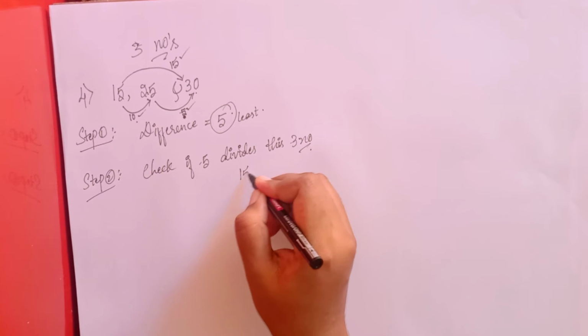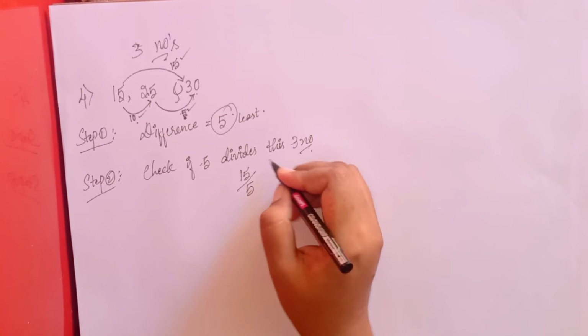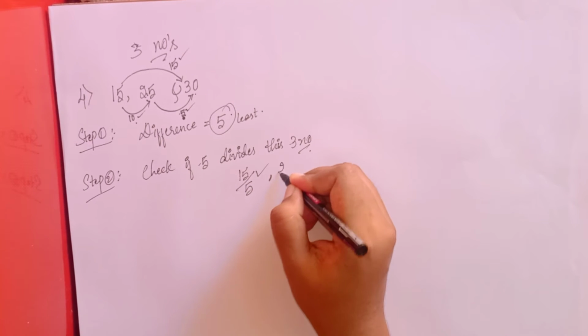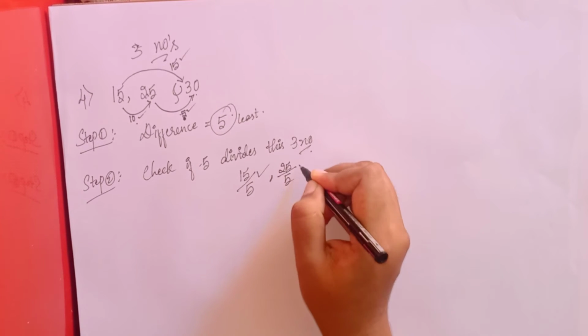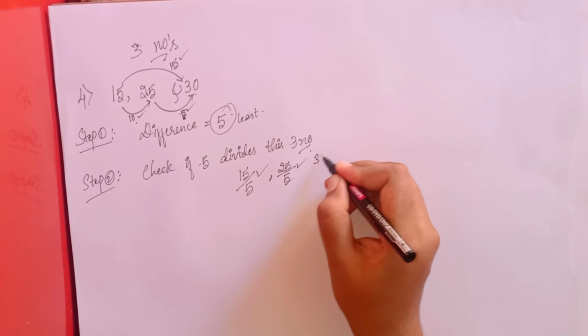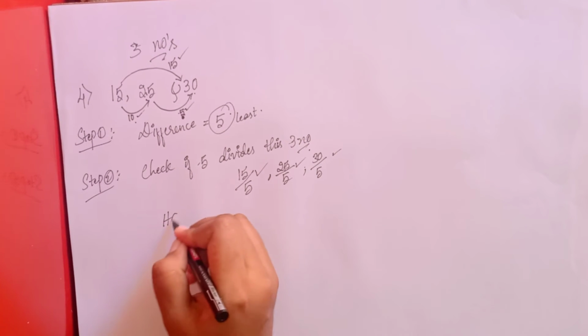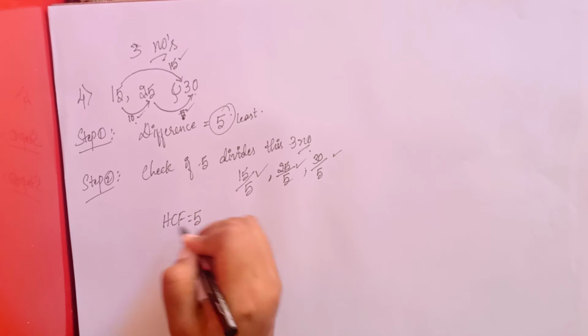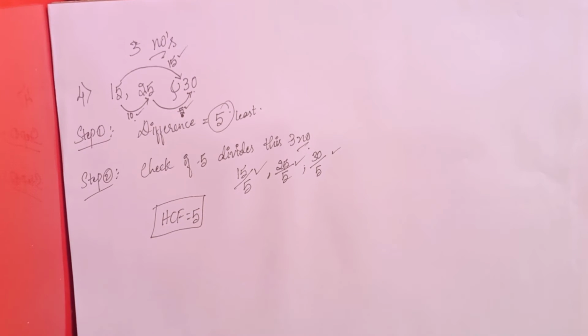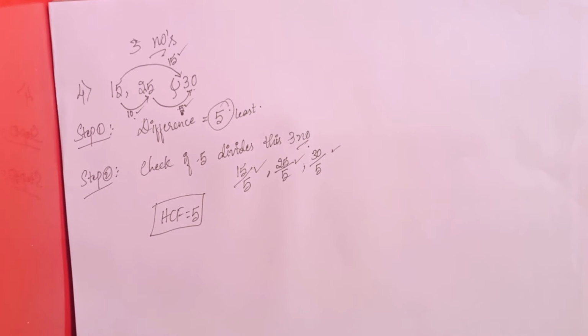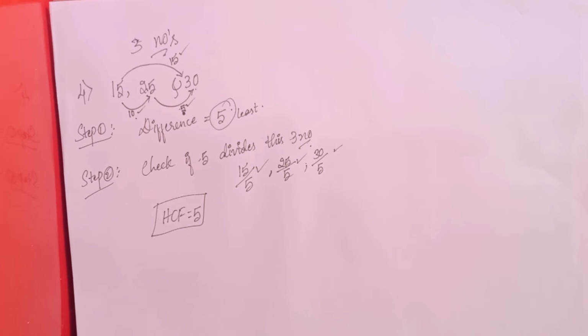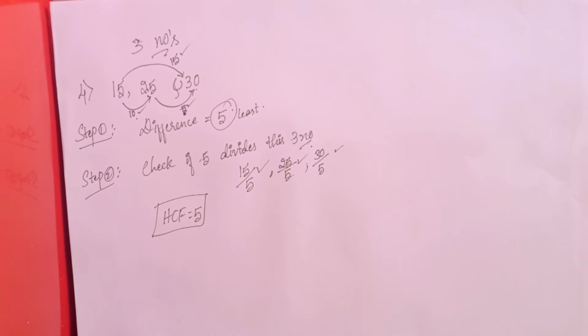So we'll check 15 divided by 5. Yes, it's possible. Next, 25 divided by 5. Yes, it will divide. Next, 30 divided by 5. Yes, it's possible. So therefore, we can say HCF is 5. So HCF is 5. We got it.